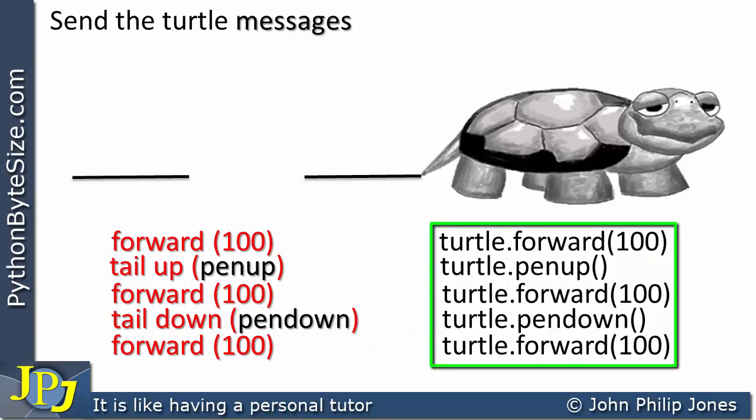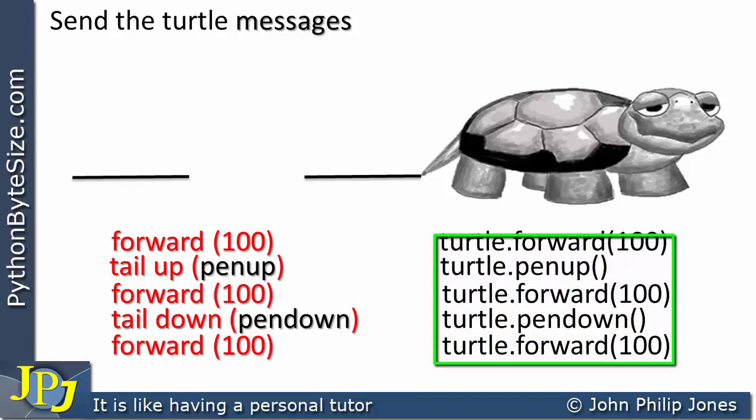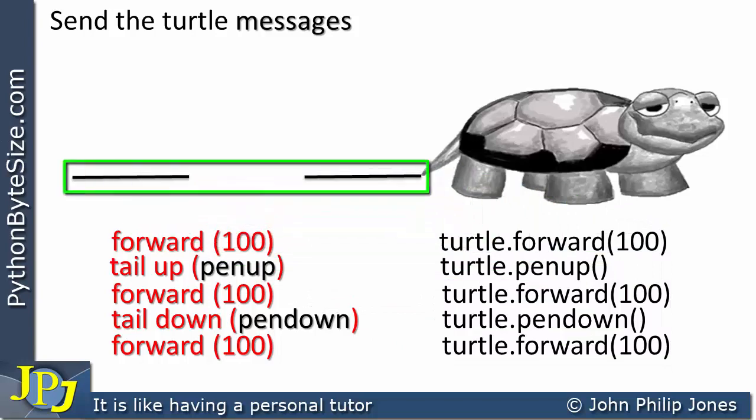And here you can see we're referencing the turtle. We're telling it to move forward 100. And you can see here we're using dot notation. Here we're moving the pen up. Here we're moving forward. Here we're moving the pen down. And here we're moving the turtle forward again. And these program statements here would be responsible for drawing this dotted line.